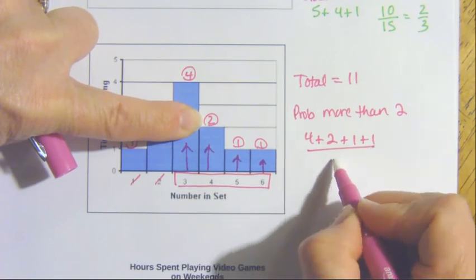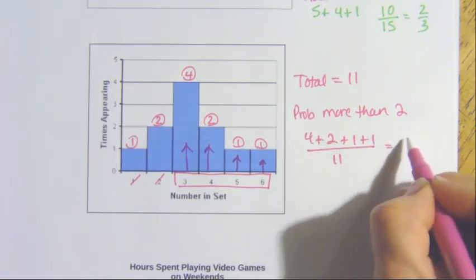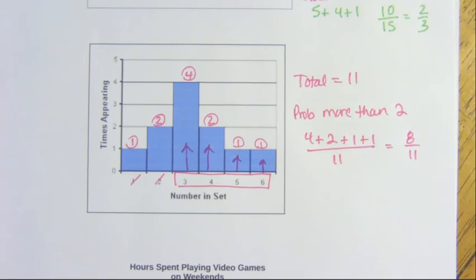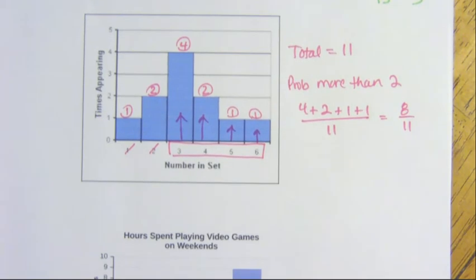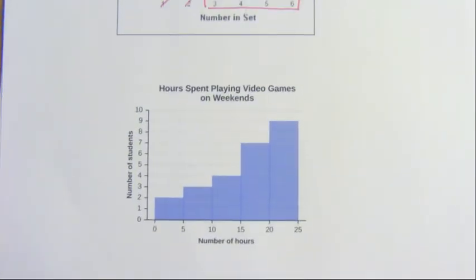And then put that over my total, which is 11. So 4, 5, 6, 7, 8. So my answer would be 8 over 11. All right, I'm going to do one more. You can always fast forward these if I'm doing too many examples.